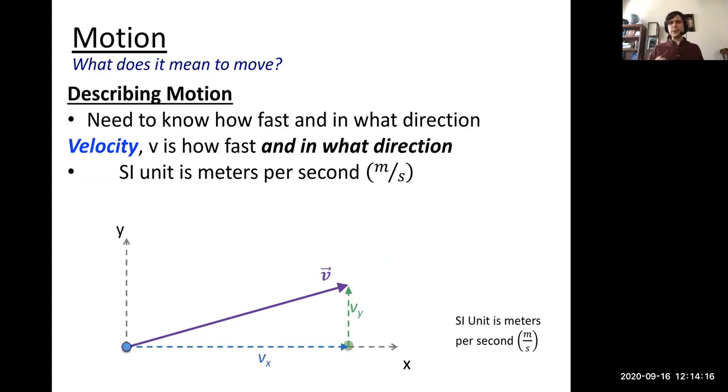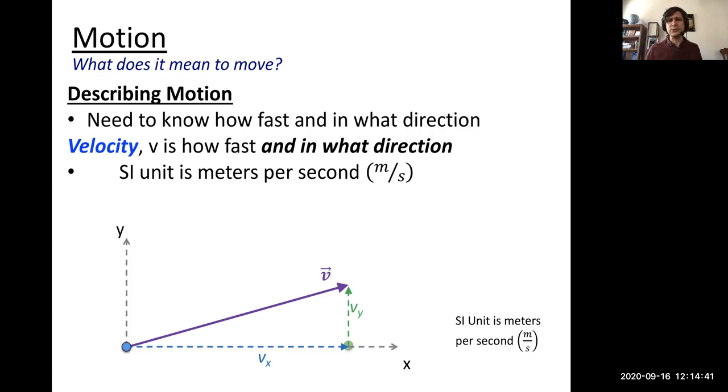But if we really want to describe what motion is, speed is just telling us how fast. We want to know how fast in what direction. Is the ball moving at 5 miles an hour that way, or is it moving at 5 miles an hour that way? Those are two different ways to describe the motion. 5 miles an hour, it could be any direction. And if we really want to understand the motion, we need to know the speed and the direction.